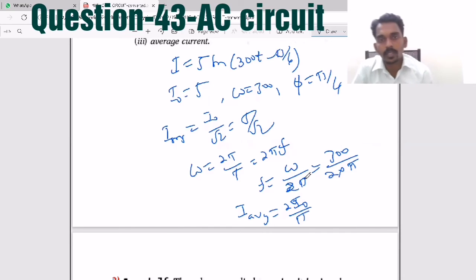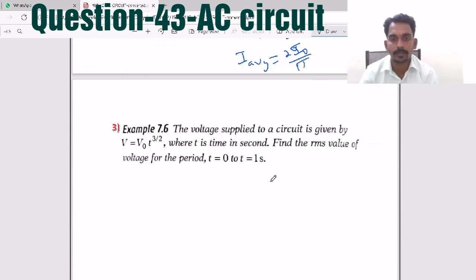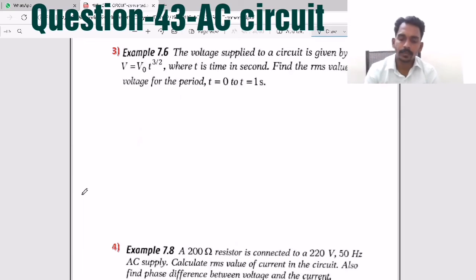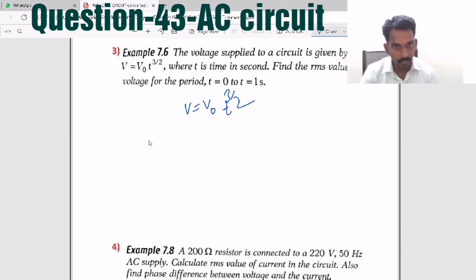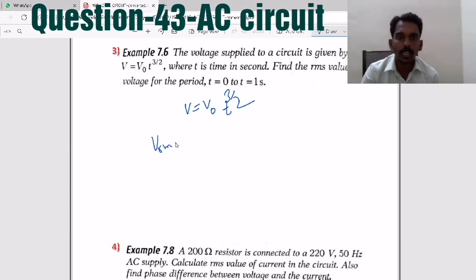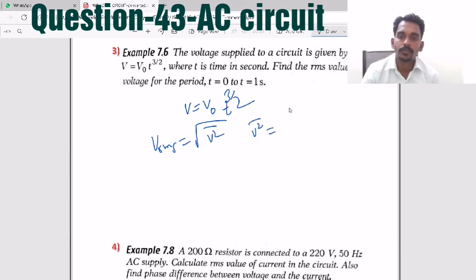In the whole AC chapter, above 90% of questions are completely formula based and calculation based. So the calculation will be lengthy most of the times. And as I said, sometimes they may give a random function, like here they have given V equal to V naught t power 3 by 2. Find the RMS value. RMS value means V RMS equal to root of average of square value. First, average of square value means integration of V squared dt by integration dt. Now the time period they have given is 0 to 1.